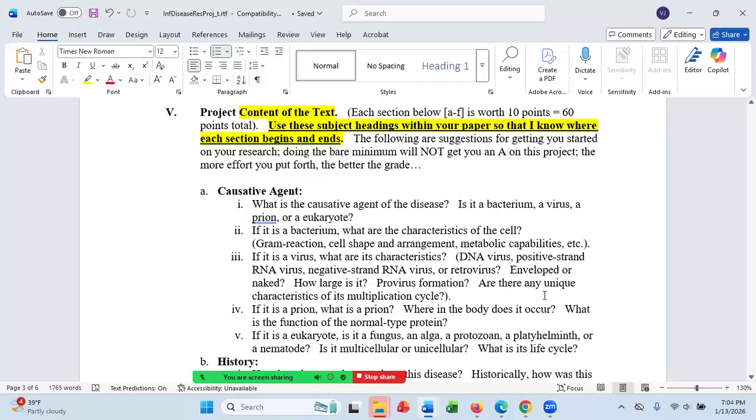Is the virus enveloped or naked? How large is the virus? Is it a provirus or not? Are there any unique characteristics of the multiplication cycle of the virus? And then you can read about how to do a prion and a eukaryote.